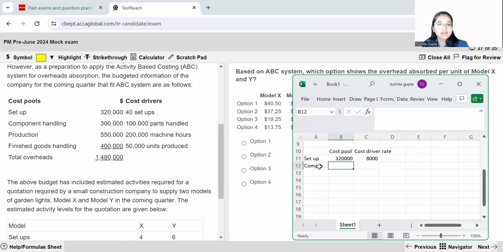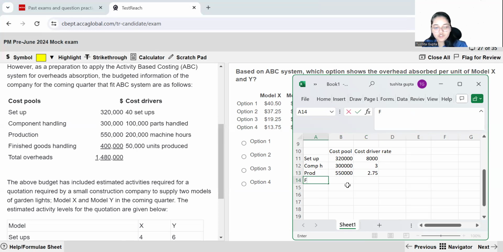Component handling in total is costing me 300,000. So my driver rate is going to be this divided by the number of parts which are handled, which is 100,000. So that gives me 3. Then for the production, my production cost is 550,000, and the total number of machine hours are 200,000. You can take this figure from here divided by 200,000. So this is my rate.